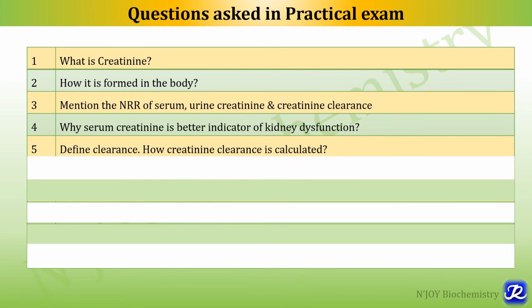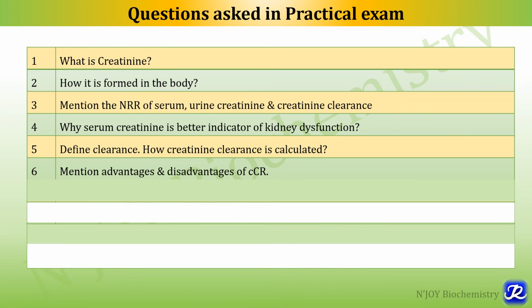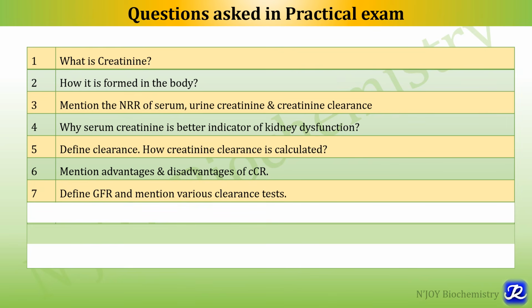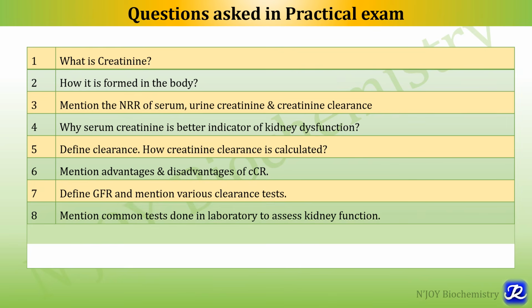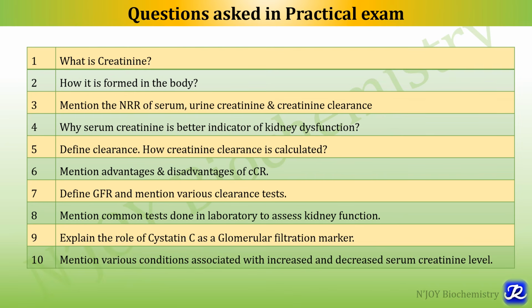Define clearance and how creatinine clearance is calculated. Mention the advantages and disadvantages of creatinine clearance. Define GFR, mention various clearance tests. Mention the common tests done in the laboratory to assess kidney dysfunction, and first we have to mention serum urea and serum creatinine. Explain the role of cystatin C as a glomerular filtration marker. This is a very important question. And mention various conditions associated with increased and decreased serum creatinine level.